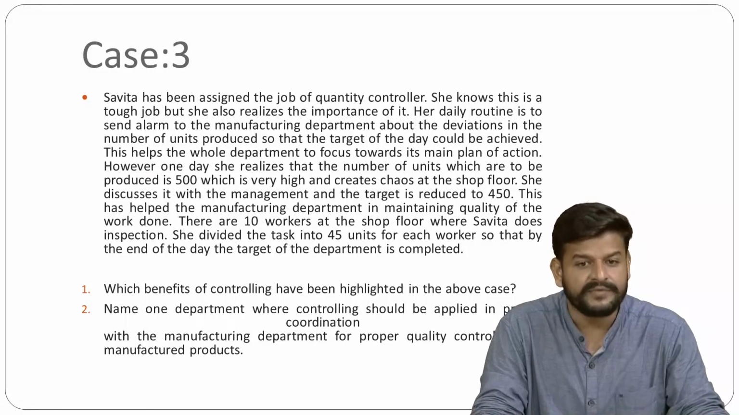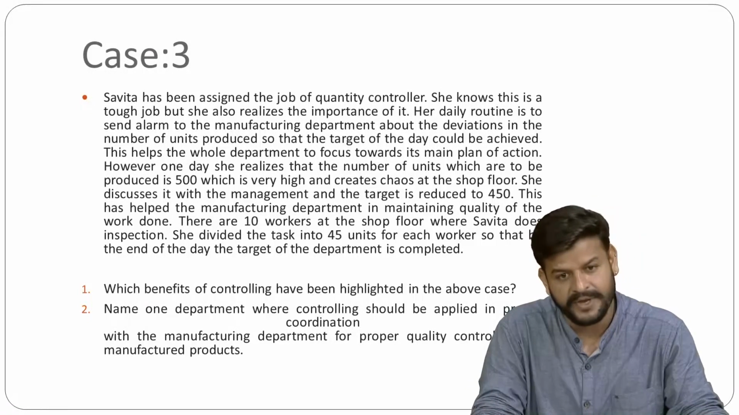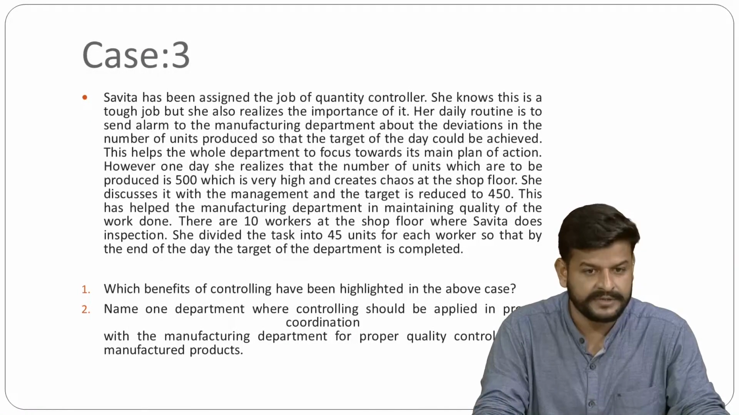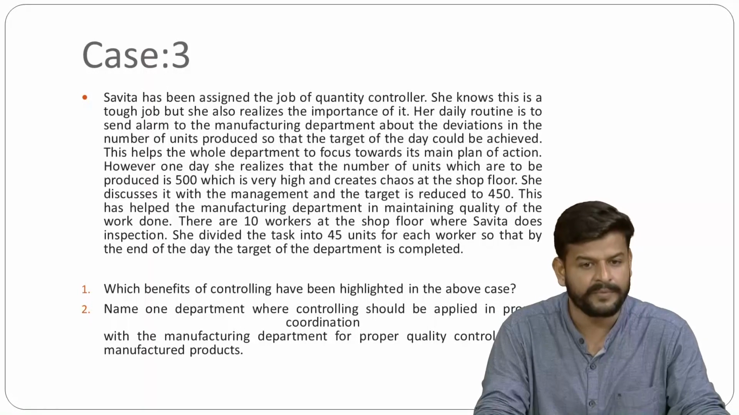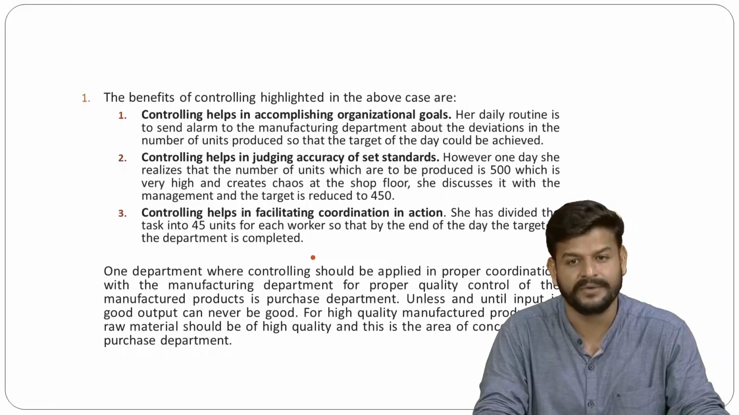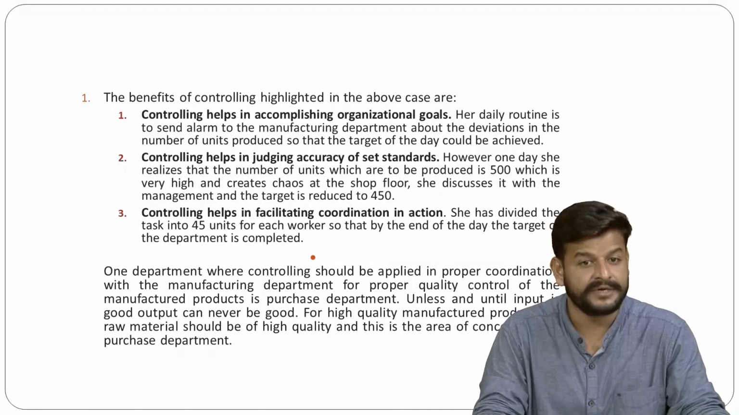So which benefit of controlling has been highlighted in the above case? Name one department in which controlling should be applied in coordination with the manufacturing department for proper quality control. So the benefit of controlling highlighted in the above case is: controlling helps in accomplishing organizational goals. Her daily routine is to send alarm to the manufacturing department about the deviation in the number of units produced so that the daily target could be achieved.